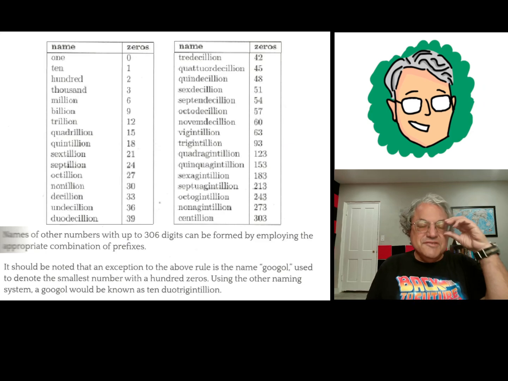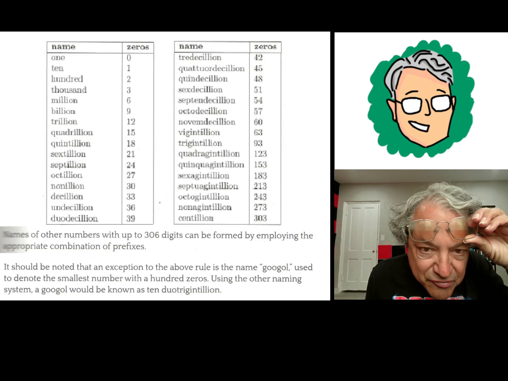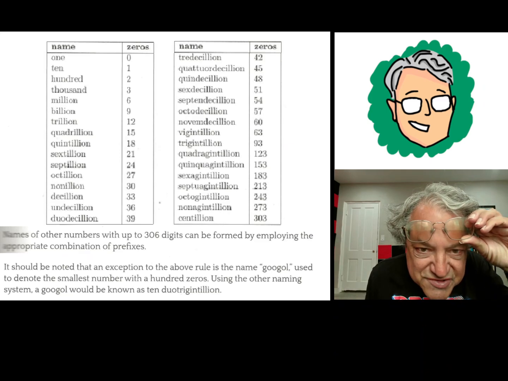I never use these things. I have to read them. Septendecillion, octodecillion, novemdecillion, vigintillion. Now we're up to 63 zeros.